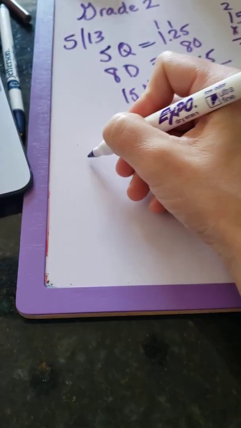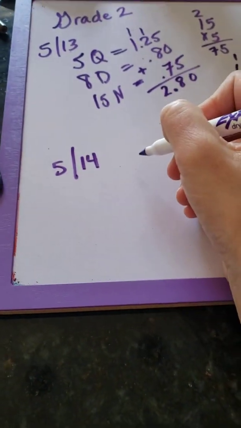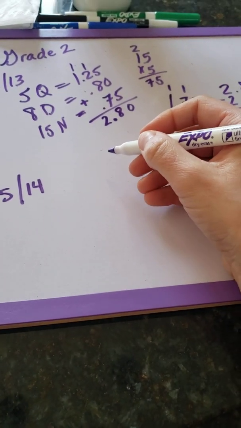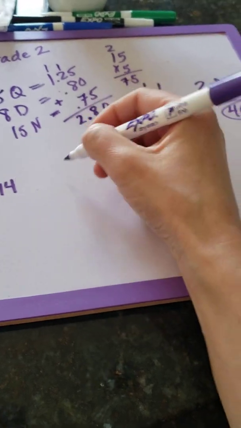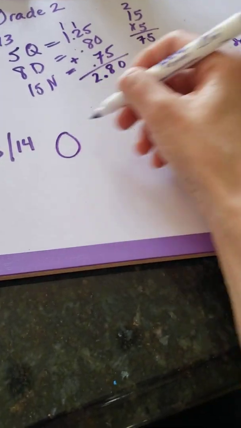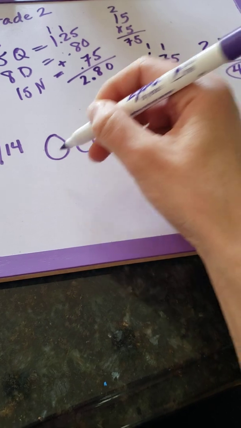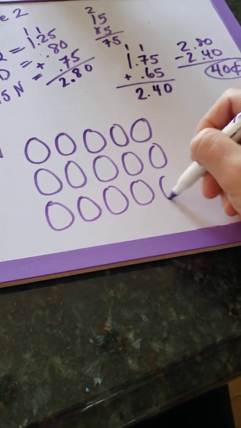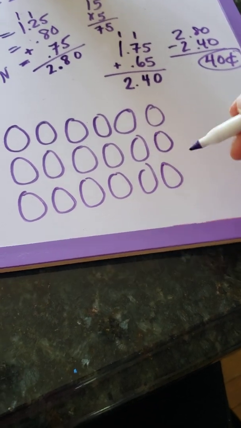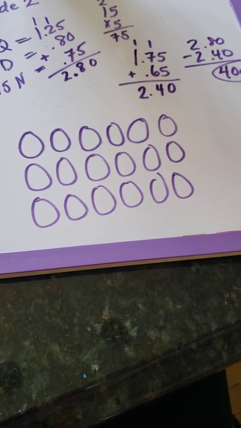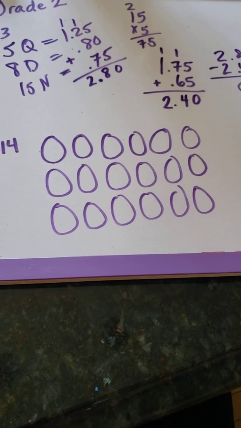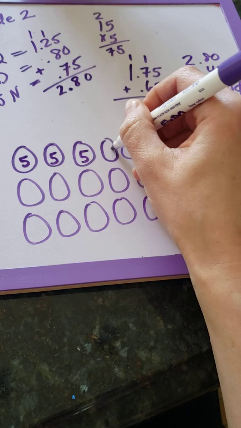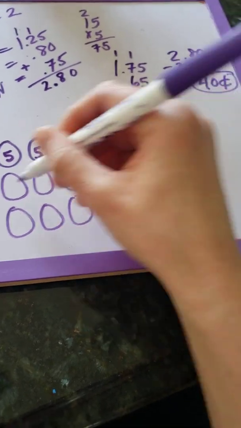And my last problem on 514 says, in the school cafeteria there are 18 tables. There are 5 students at each table. I could start by drawing a picture. 1, 2, 3, 4, 5, 6, 7, 8, 9, 10, 11, 12, 13, 14, 15, 16, 17, 18. So I have 3 rows of 6 tables. So there's my 18 tables. There are 5 students at each table. So I could fill in 5 students at each table and keep going.